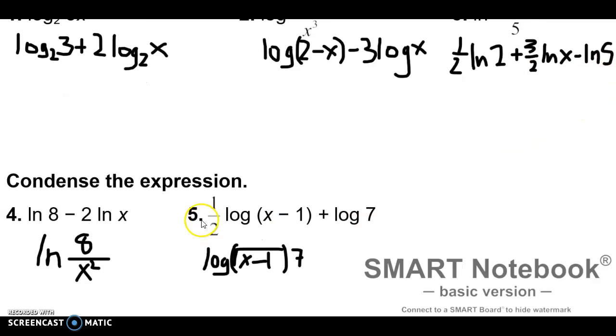And then the opposite, condensing. So this time we have a minus, so it's 8 divided by x to the power of 2. The 1/2 makes this x minus 1/2 a square root, and then the plus log 7, so the 7 is being multiplied by that right there. So just a quick review. Hopefully that's all familiar to you.